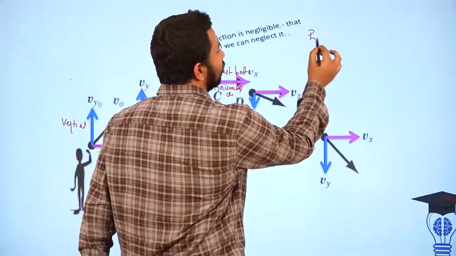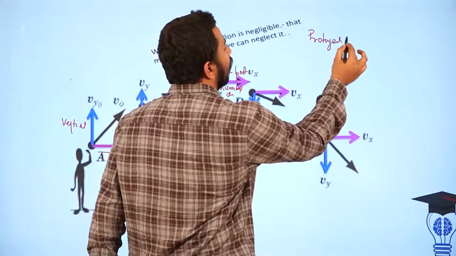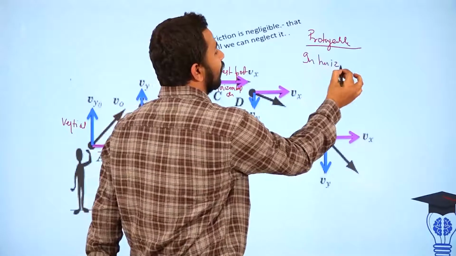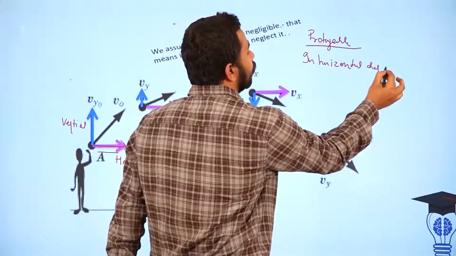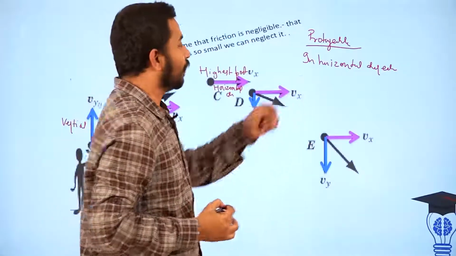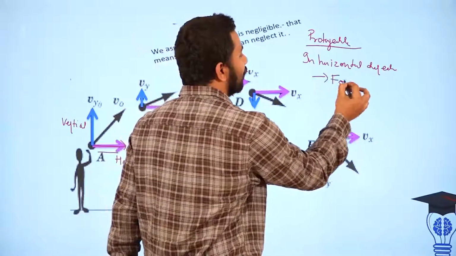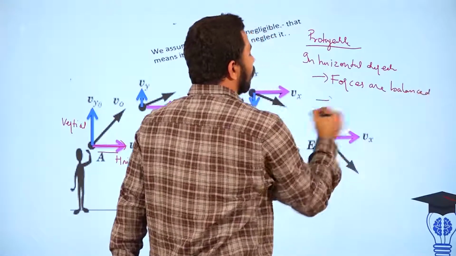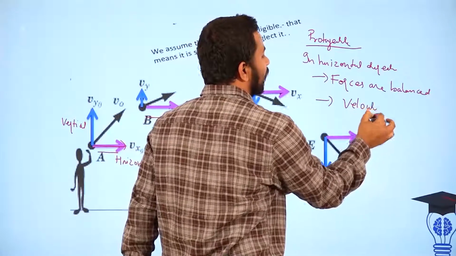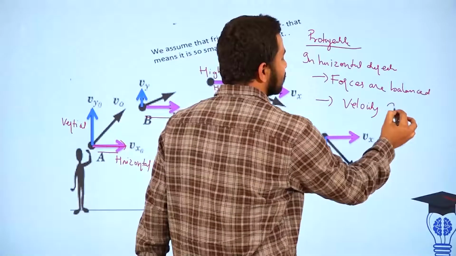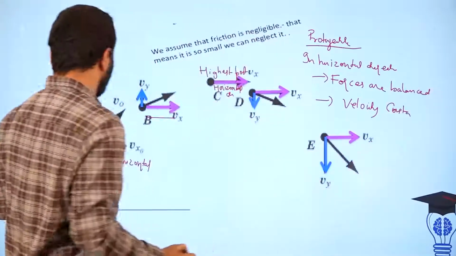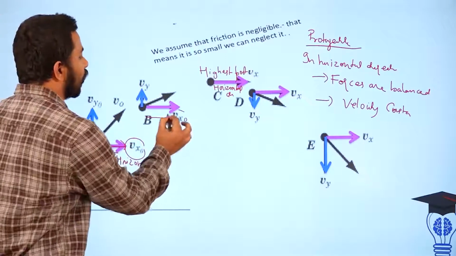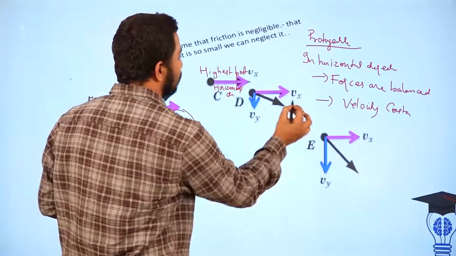So in projectile, in horizontal direction, what is happening? The forces are balanced, my dear student. In horizontal direction, forces are balanced. So velocity is constant. If force is balanced, I can say the velocity is constant, right? So this velocity in the horizontal direction, which I named Vx naught, is always fixed.